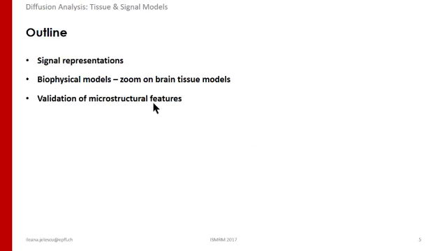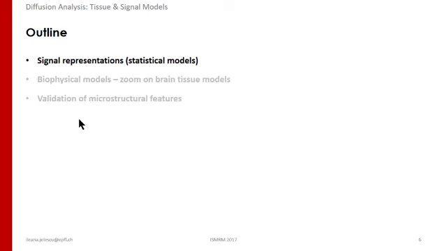So I'll be discussing first signal representations, then I'll be presenting some biophysical models, really with a zoom on brain tissue models. I don't have time to cover models of other tissues today. And the last part will be devoted to the validation of microstructural features, meaning how can we gain confidence in the parameters that are estimated with these biophysical models. So let's start with signal representations.